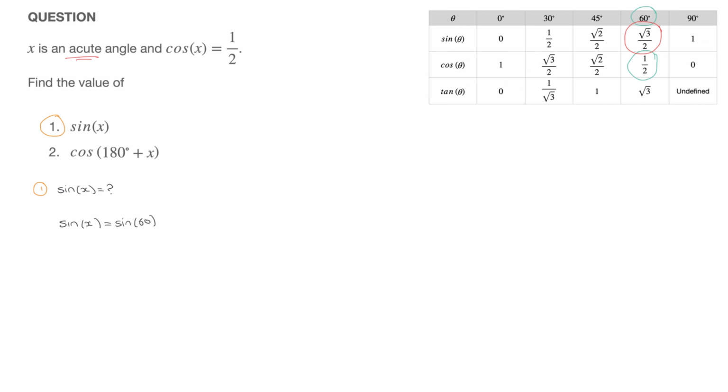And so we can go ahead and state the answer that sine of x, in other words, sine of 60, is equal to the square root of 3 over 2. There we go. And in fact, I'll go ahead and box my answer, like so. Okay, I'll move on to question 2.